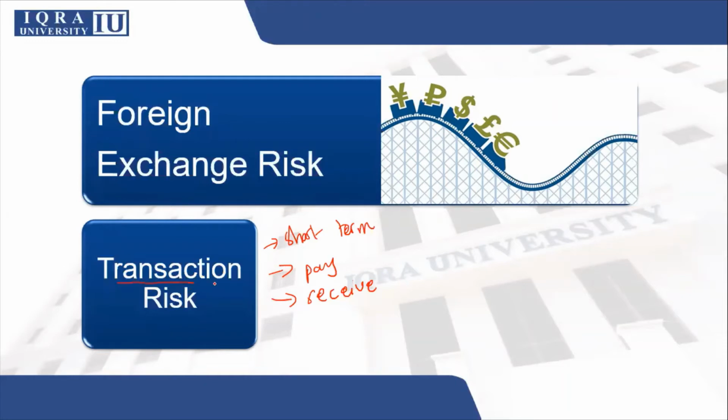As the name suggests, any international transaction that is occurring is going to be your transaction risk. So if you have invested in a foreign company and from there you're going to get foreign dividends, that will also have transaction risk because the foreign currency movement is going to have an impact on your profit and loss as well.